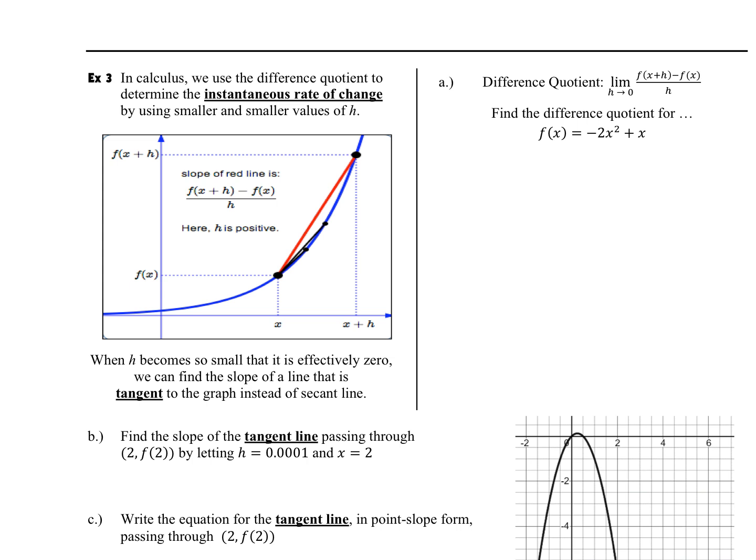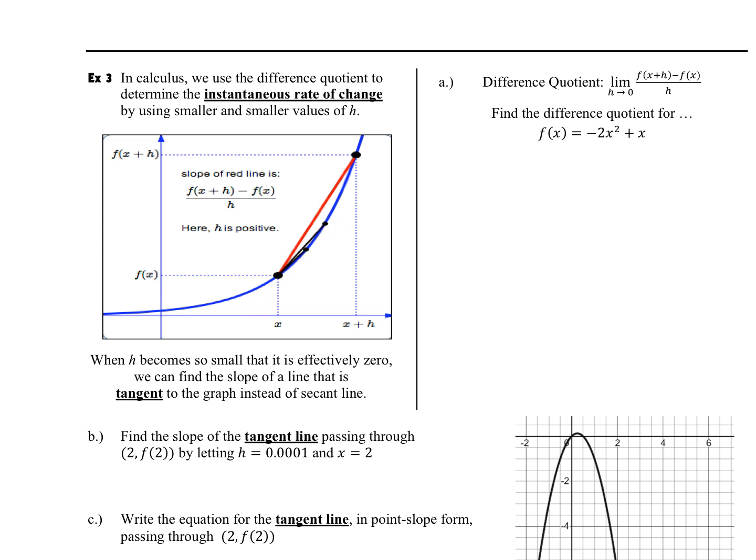What we're going to do in this video is, instead of having these 2 points on our curve very far apart, x and this x plus h, we are going to make this h so infinitesimally small that it's basically 0. And what that's ultimately going to give us is the slope of a tangent line.